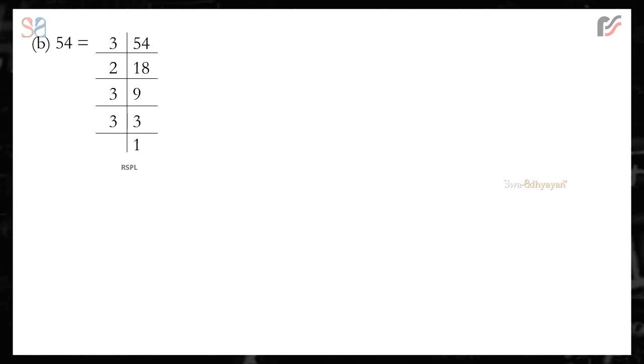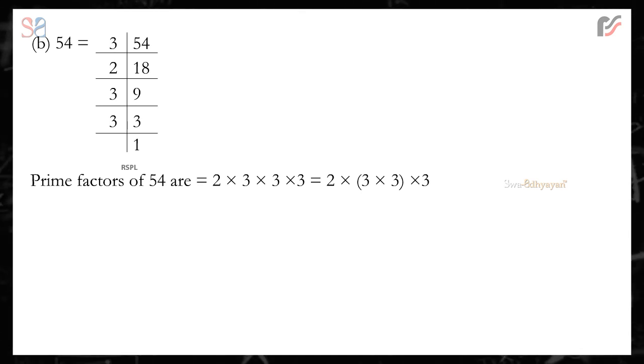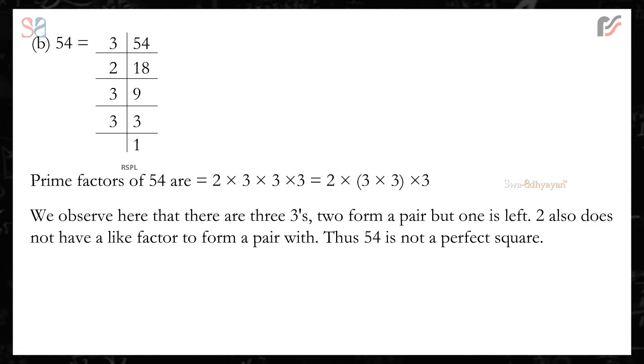B. 54 is equal to, dividing 54 by 3, we get 18. On dividing 18 by 2, we get 9. On dividing 9 by 3, we get 3. On dividing 3 by 3, we get 1. Prime factors of 54 are 2 into 3 into 3 into 3, which is equal to 2 into, in the brackets, 3 multiplied by 3 into 3. We observe here that there are 3 threes. 2 form a pair, but 1 is left. 2 also does not have a like factor to form a pair with. Thus, 54 is not a perfect square.